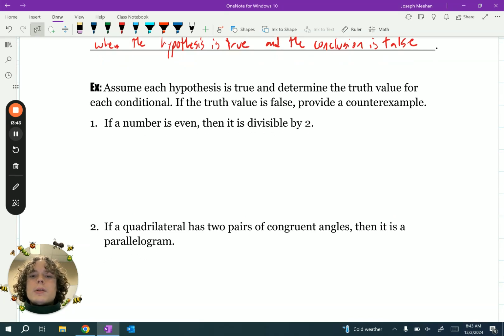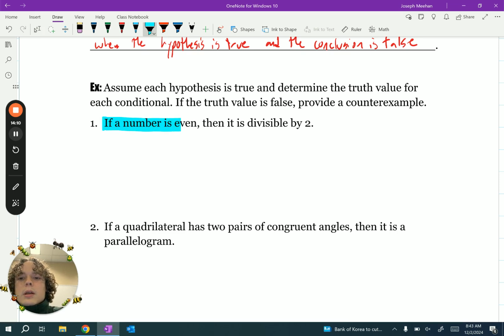So remember, a conditional is an if-then statement where the hypothesis is the if and the conclusion is the then, right? So let's go through this example here. It says, assume each hypothesis is true and determine the truth value for each conditional. If the truth value is false, provide a counterexample.